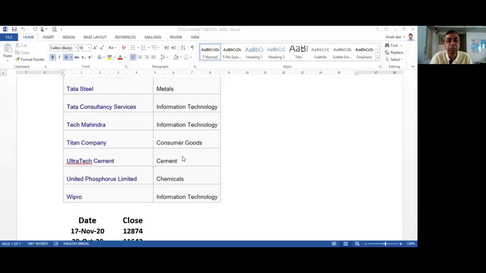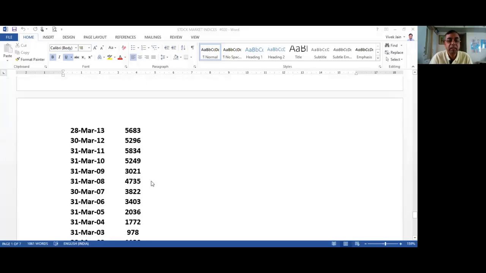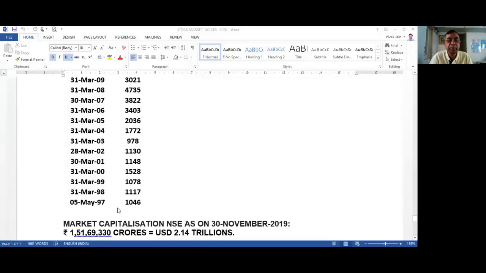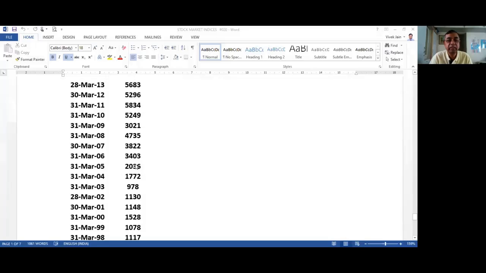more or less included in this Nifty. Apart from that, they have chosen 20 more stocks. If you see from reverse, on 5th May 1997, Nifty was at 1046. Thereby, it rose gradually. As you can see, it's going upwards. Every 1 year annually, I've given the closing of Nifty 50.